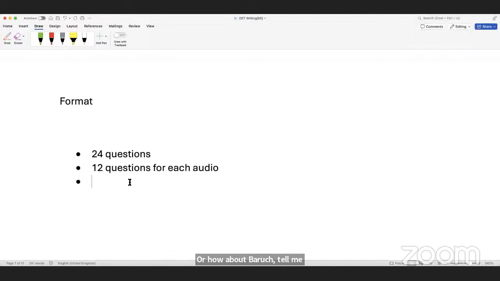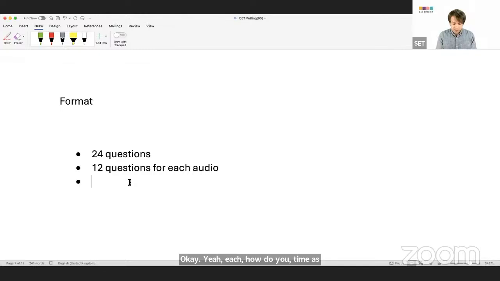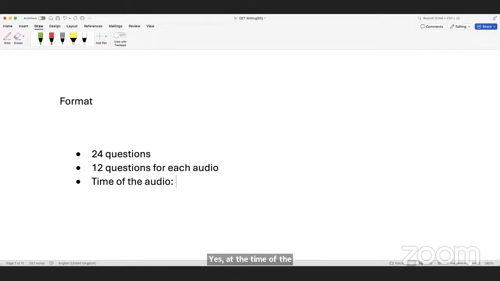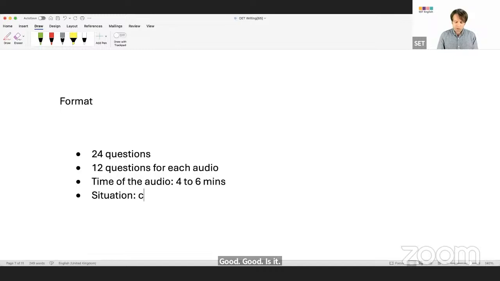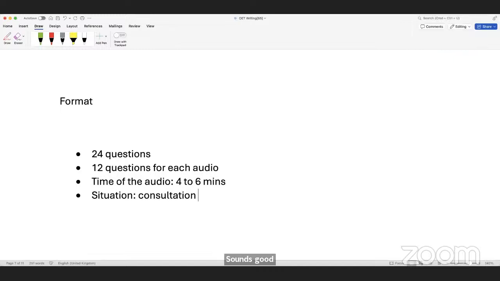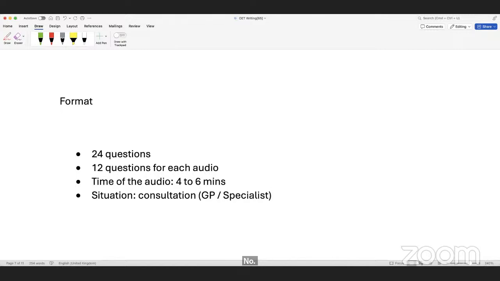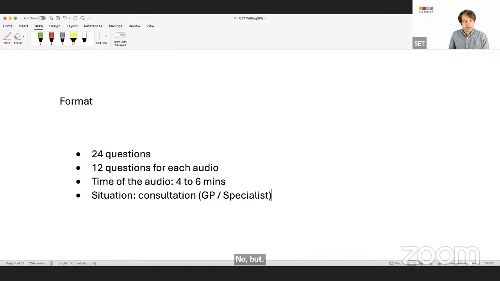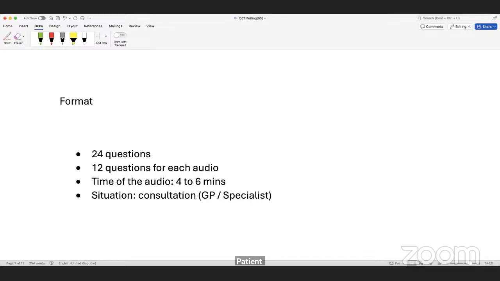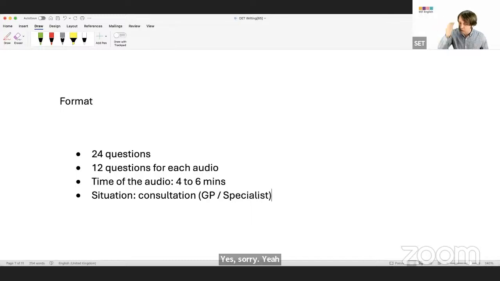Each audio time is 4 to 6 minutes. Yeah, so the time of the audio. And the situation is a consultation, and it can be with a GP or with a specialist. It's not between them, is it? No. It's the patient and GP, or the patient and specialist. You said between them, they might get confused. Yes, sorry. Always the patient with a GP or the patient with a specialist.